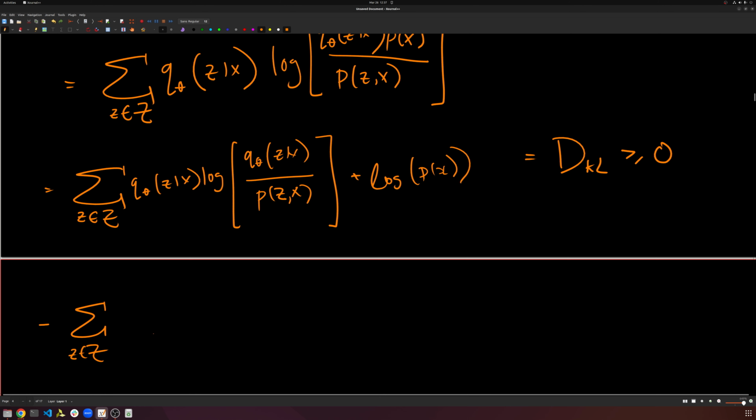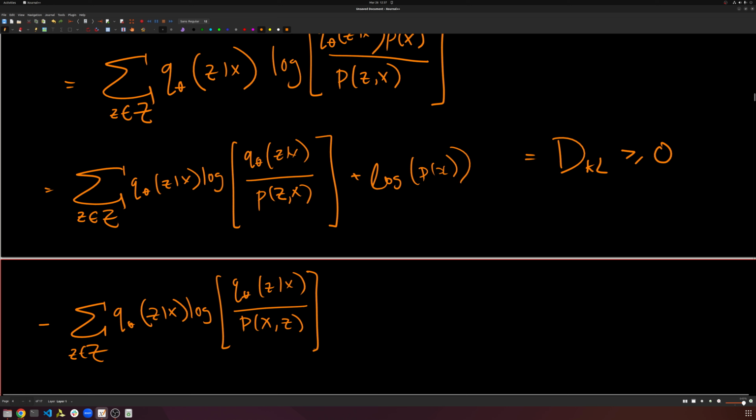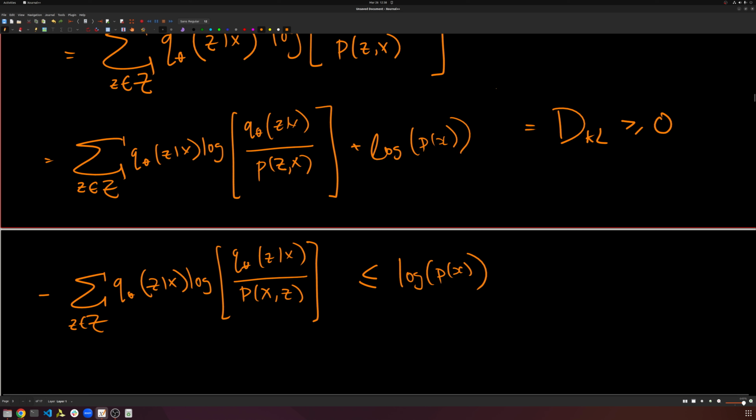Negative sum over z element of Z, q theta z given x log q theta z given x over p z comma x, right? It doesn't matter, so there we go. This is going to be less than or equal to log p of x. So again, if this is greater than 0, then I can just take this whole thing, put it there, and just flip it around. So now we have this expression, which is what we're going for.